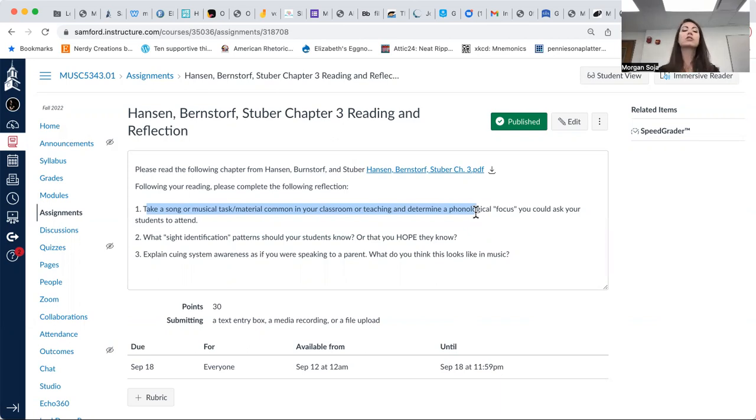And then if you were talking to a parent about cueing system awareness, not that I think you will ever do that, but what would it look like? And when I say cueing system awareness, Sam, I don't mean that, right? Not that kind of cue, the kind we're talking about in the book. So does that help a little bit?